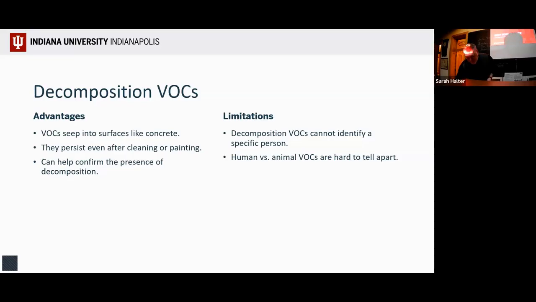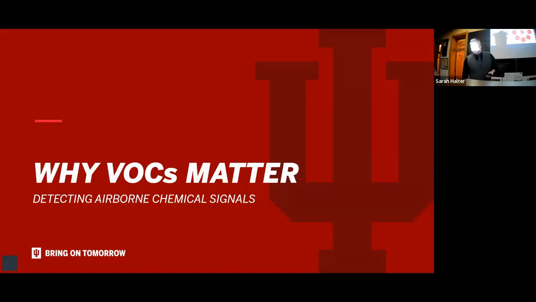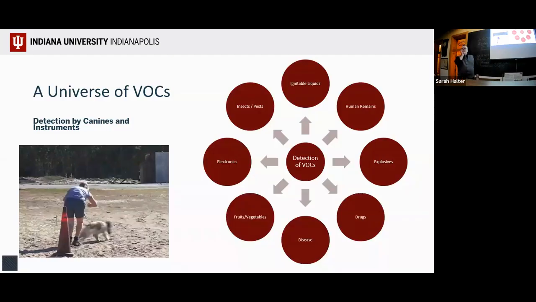Okay, so then lastly, why does this all matter? I wanted to broaden this out. I put this together based on personal knowledge and also research that we do. VOCs are all over the place, and they're used by both instruments and canines to indicate the presence of a number of different things. All the stuff you see around the edge: you've got human remains, which was the whole topic of this presentation, but also explosives, which we've worked on, drugs, the presence of illness. If you've ever heard of the Beagle Brigade, they detect fruits and vegetables at airports, and they do that based on VOCs.